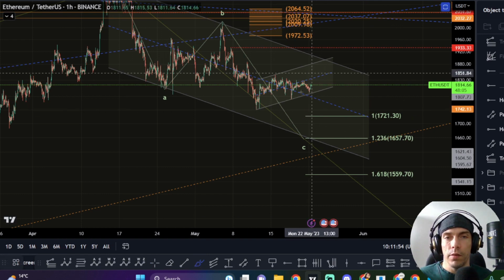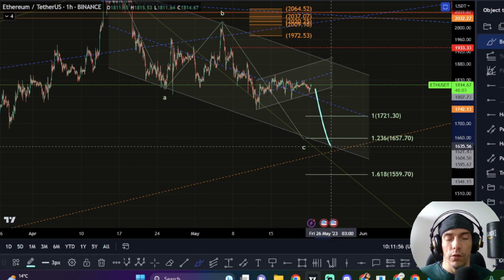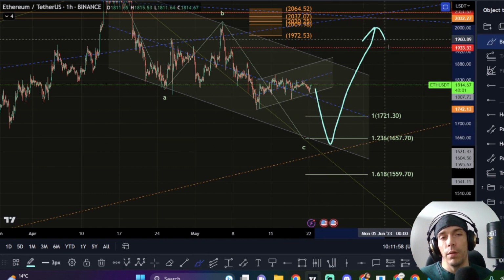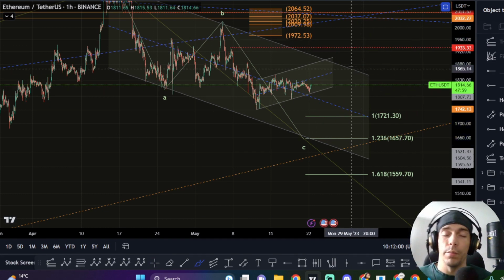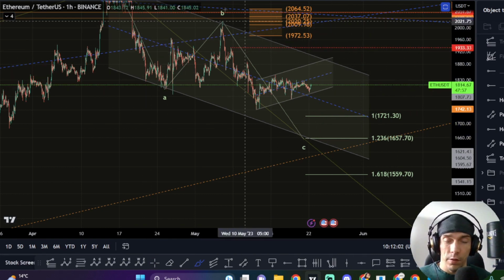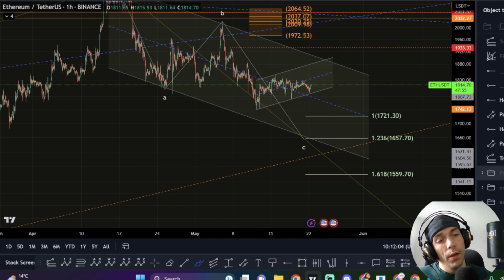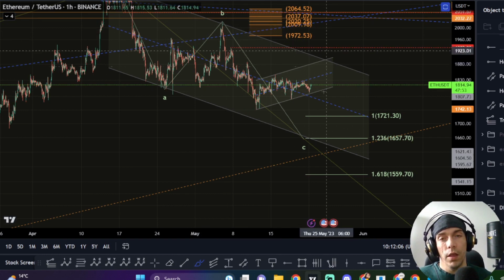What I'm looking for here is the potential to actually see another move into this channel, and then looking for that possibility of a reversal to the upside. Now, if we are looking at this and saying that we have a C wave here, we need to be aware that the structure is now getting a bit choppy.